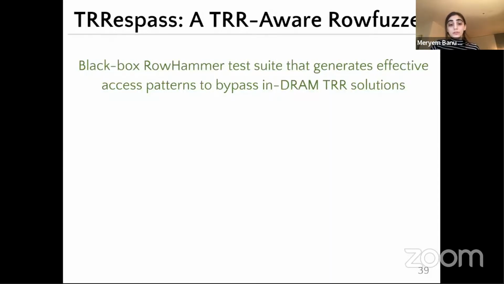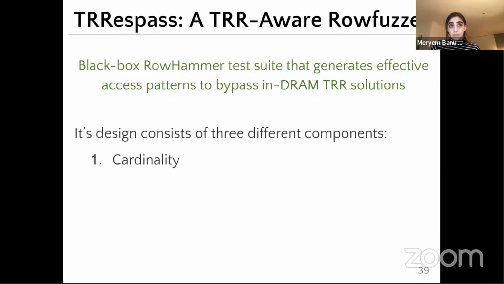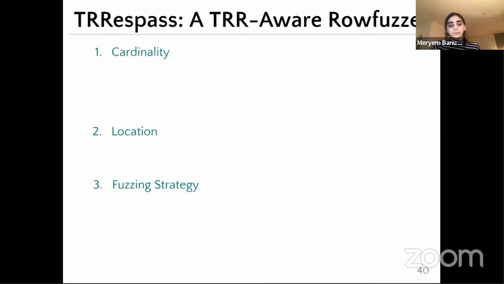The paper proposes TRRespass to effectively generate access patterns to bypass in-DRAM TRR mitigations. The design of TRRespass consists of cardinality, location, and fuzzing strategy. And next, we will talk about each of these components in a little bit more detail.